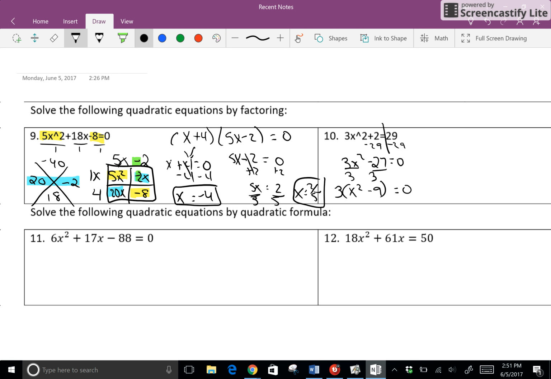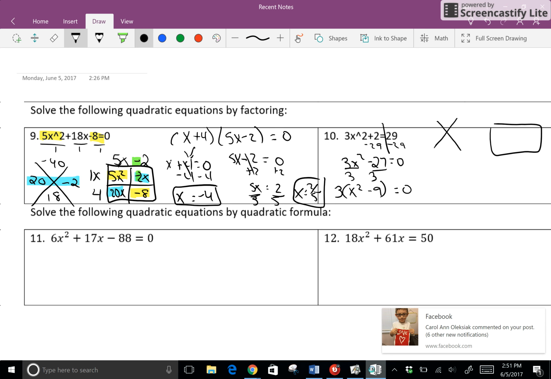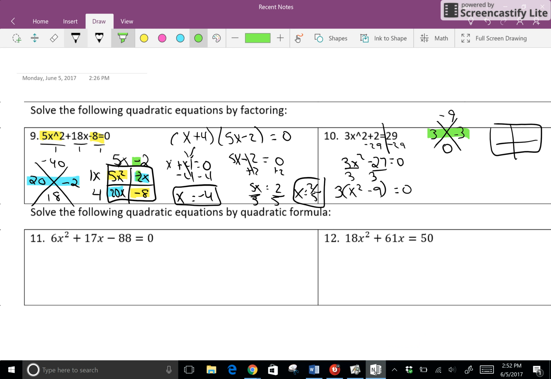Now from here, you can do the x and the box. So 1 times negative 9 is negative 9, and then 0. What are our 2 positives? I'm sorry, what are our 2 magic numbers? 3 times negative 3 gets you back to negative 9. Add them together, it gets you to 0. So that is what our x's are here.